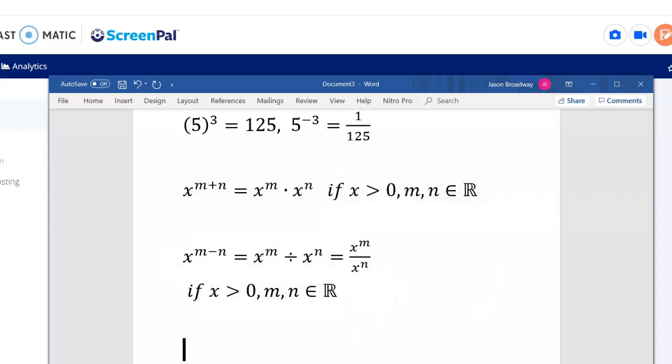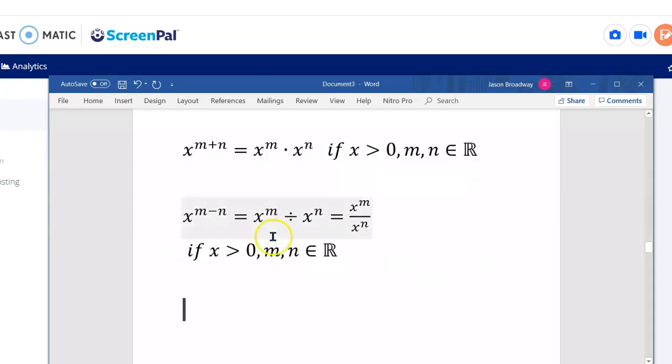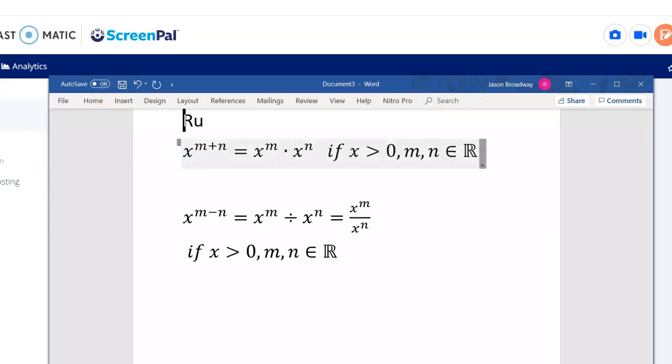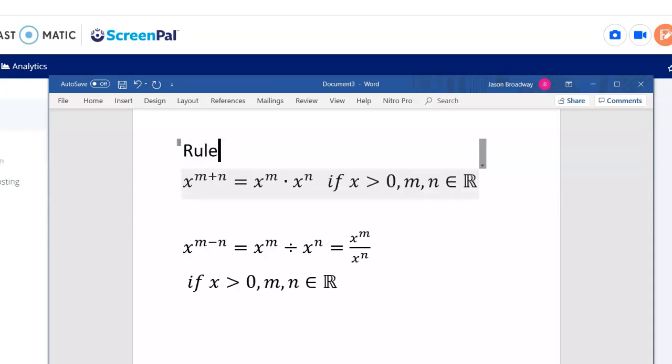But let's look at some examples. We usually keep x's in variable format. Now let's apply the rule. And I'm 5 minutes in. So if I apply this top rule up here, how about I call this rule 1, and I'll call this second one rule 2.